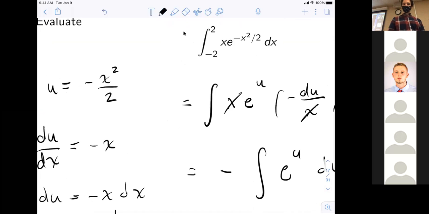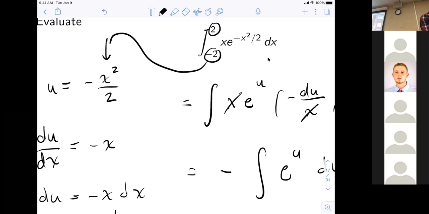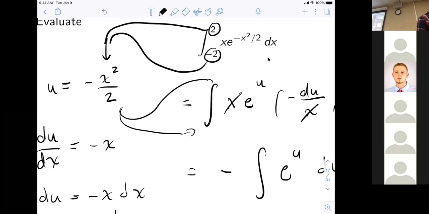Would you plug in -2 to the u function? Exactly. When I plug in -2 and +2 into here, that tells me what's going to go in here, right? So when I plug in x equals -2, I'm going to get -2 squared. Well, -2, the quantity squared, is +4 divided by 2. I get -2 in the bottom.